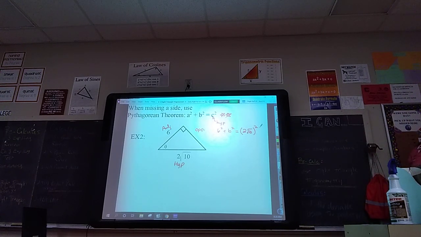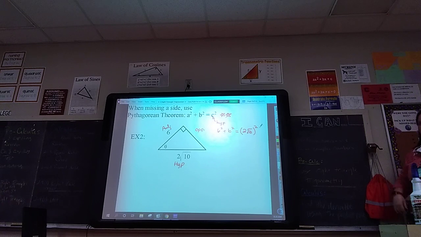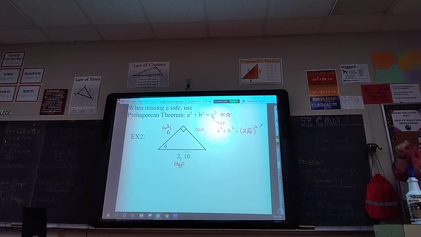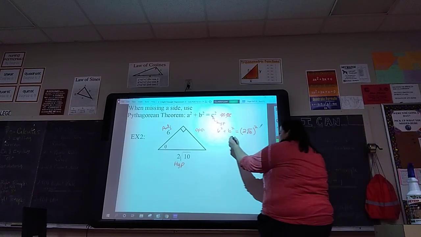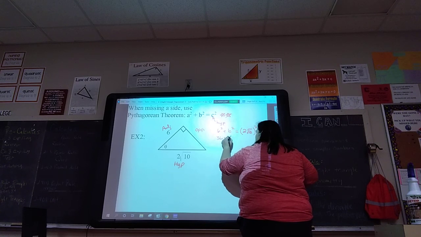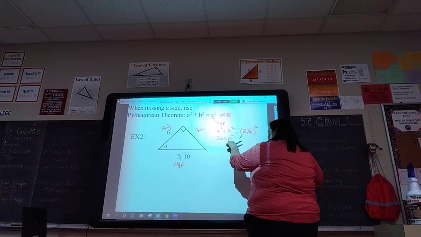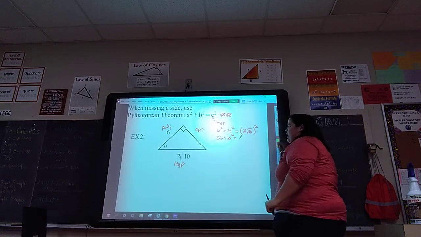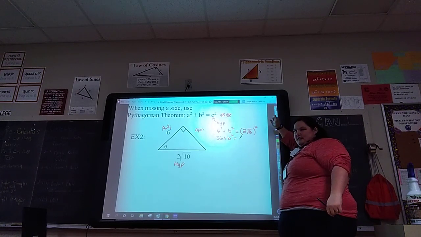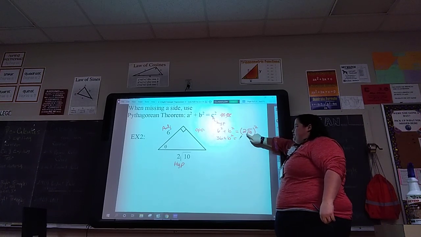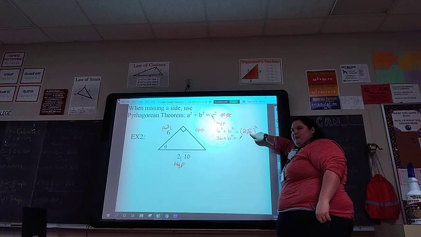So then I need to solve for B. Okay? Everyone with me? So 6 squared part is fine. That's 36. That's B squared because we don't know B, plus the hypotenuse squared. Okay? So when we get to something like this, there's actually 2 different things with that hypotenuse.